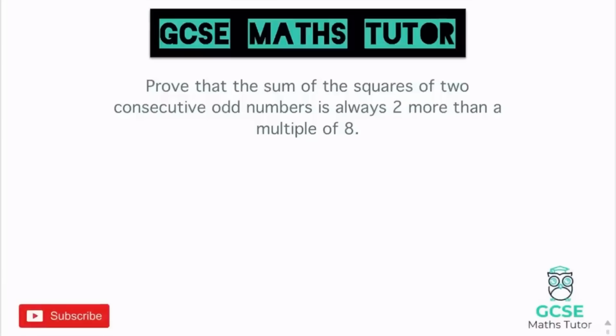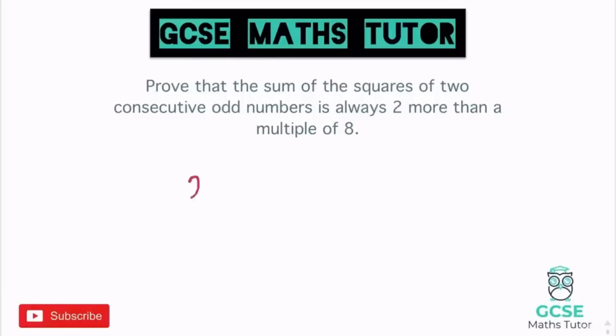Okay, so prove that the sum of the squares of two consecutive odd numbers is always 2 more than a multiple of 8. Now we have actually looked at this question, but we're being asked to show it in a different way here. We're trying to show that it's 2 more than a multiple of 8. So we've got the sum of the squares of two consecutive odd numbers.